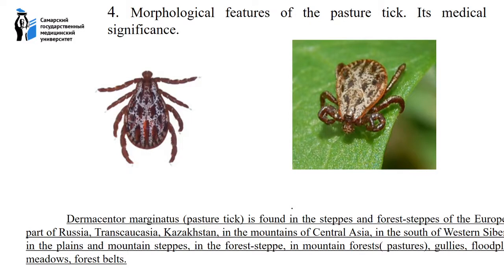Dermacentor marginatus pasture tick is found in the steppes and forest steppes of the European part of Russia, Transcaucasia, Kazakhstan, in the mountains of Central Asia, in the south of Western Siberia, in the plain and mountain steppes, in the forest steppe, in mountain forests, pastures, foothills, plains, mid-downs, forest belts.